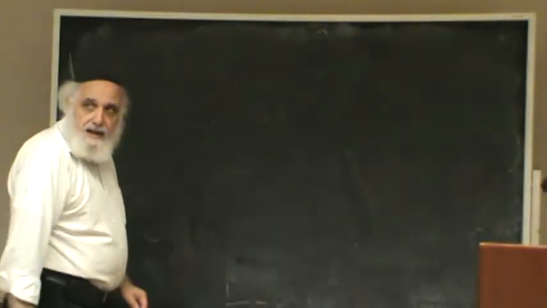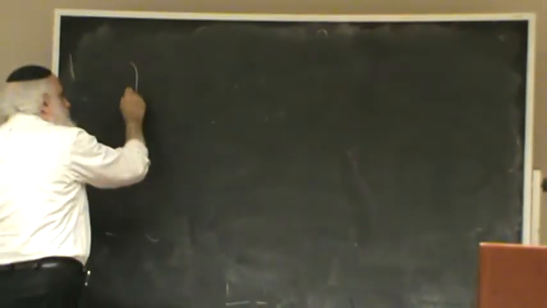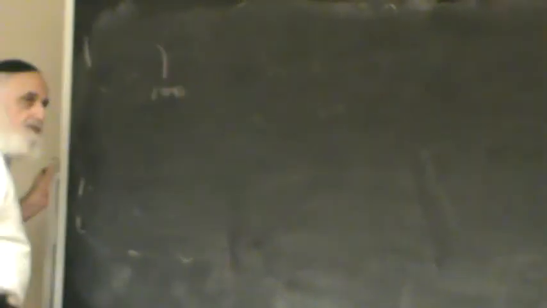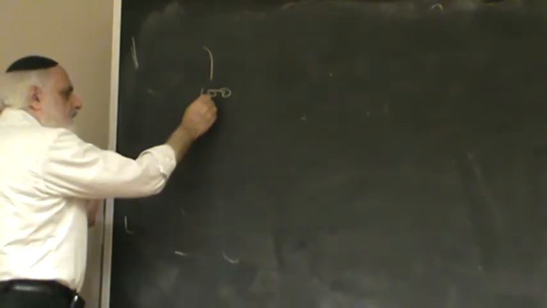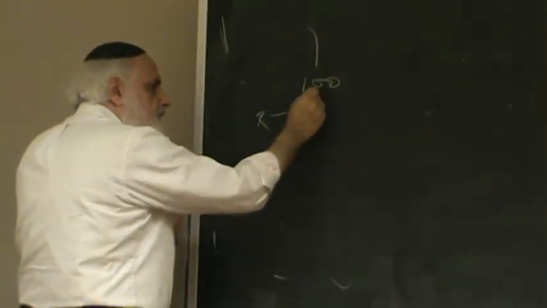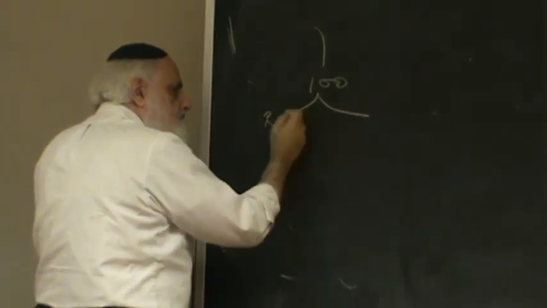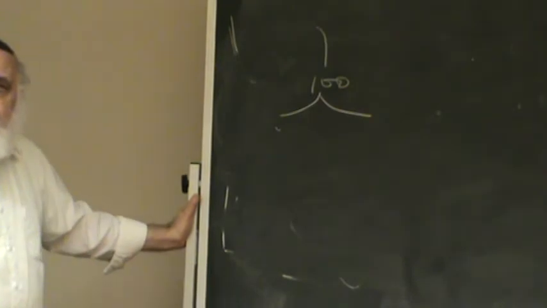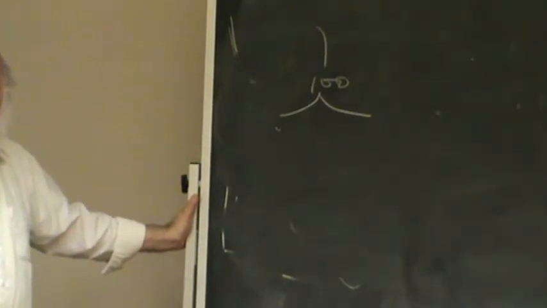Let's say I put $100 in the bank. What does the bank do with that $100? Here's what the bank does with that $100. It takes some of that money and puts it on reserve, and it takes some of that money and lends it out. What do you mean it puts it on reserve?